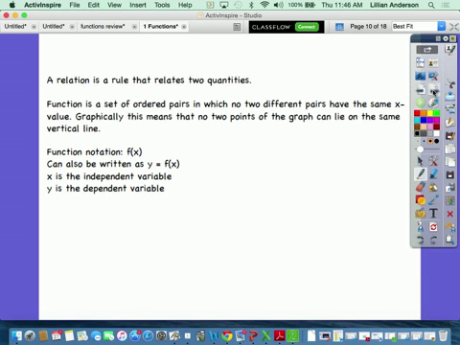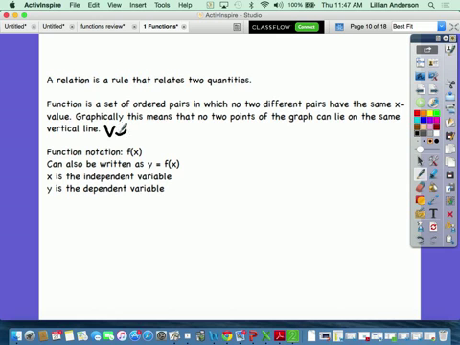You have different y's but for the same x. Graphically, this means that no 2 points of a graph can lie in the same vertical line. So if I gave you a set of ordered pairs, a set of points, and you graph them, if 2 points have the same x value, and there's a vertical line that can be drawn and touches both of those points, it's not a function. That's how you know, by the vertical line test.